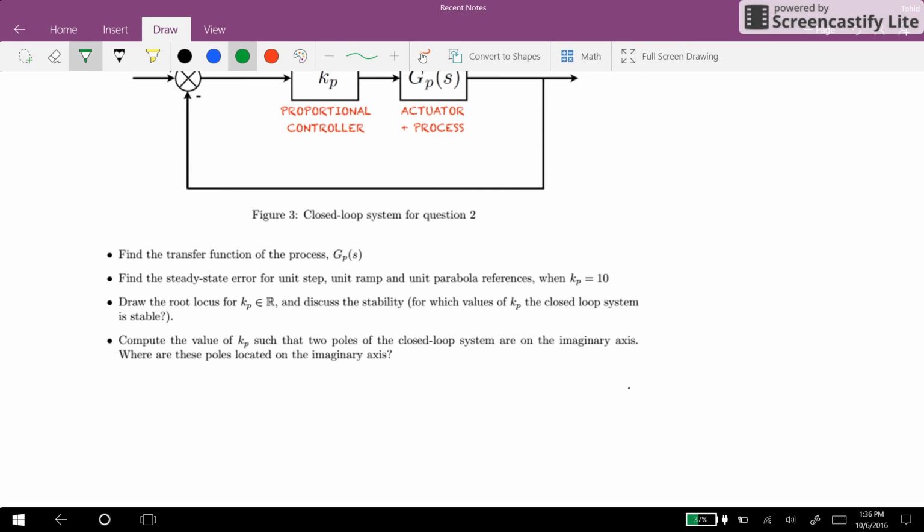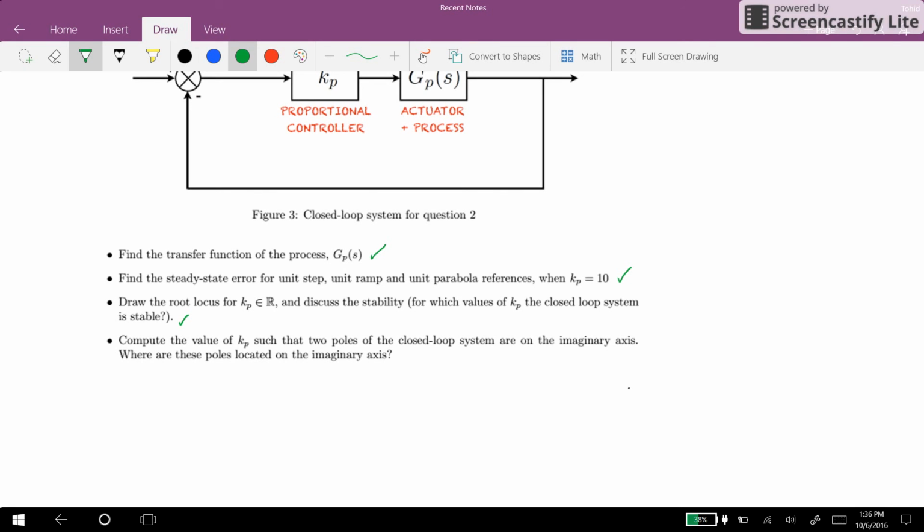And here are the questions. We want to find the transfer function of the process GP. We need to find the steady state error for unit step, unit ramp, and unit parabola references when we have KP equal to 10. We need to draw the root locus for KP in R and discuss the stability. And at the end, we need to compute the value of KP such that two poles of the closed loop system are on the imaginary axis. And then we will see if it's reasonable to find the location of the imaginary poles for the system.